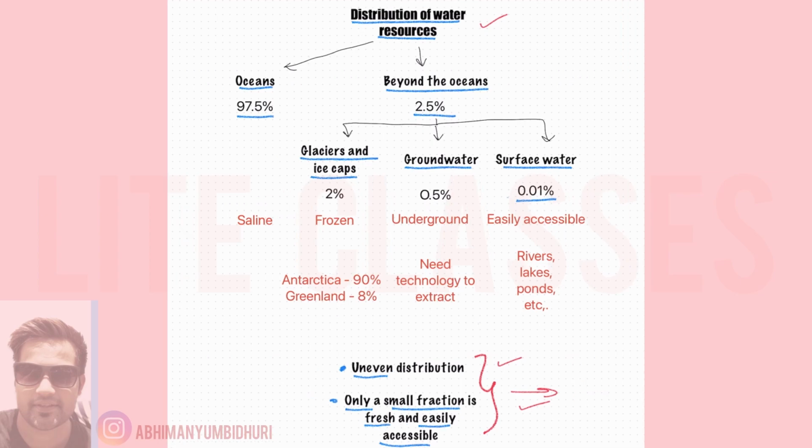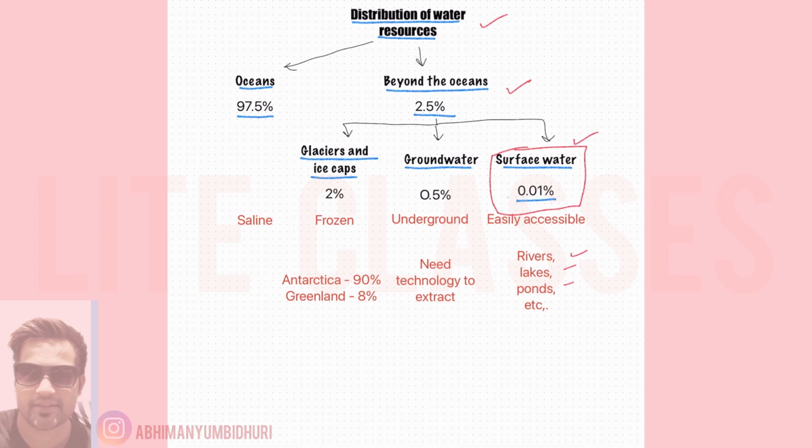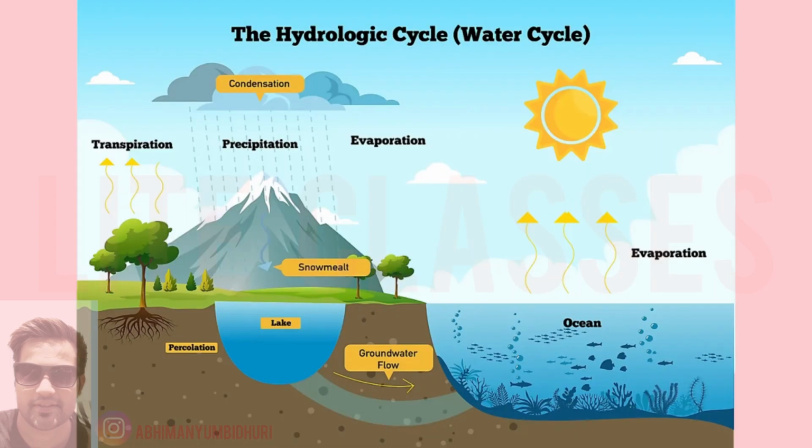As we have studied in the previous video on the distribution of water resources, only 2.5% of the total water is fresh water. And out of this 2.5%, only 0.01% is surface water in the form of rivers, lakes, ponds, etc., which is fresh and easily accessible. Now you will be surprised to know that this easily accessible fresh water in the form of surface water has been sustained over billions of years through a cycle known as the hydrological cycle.